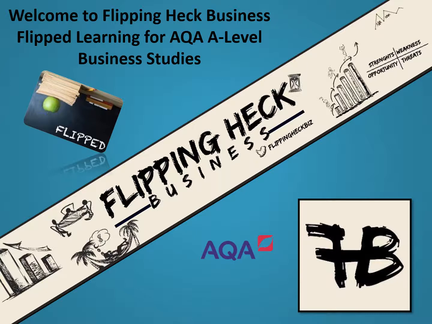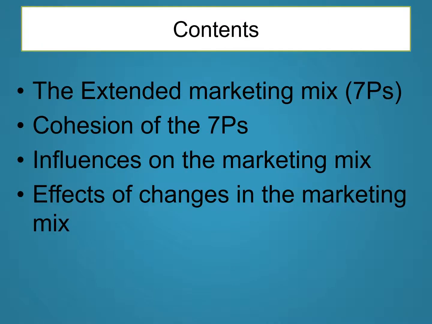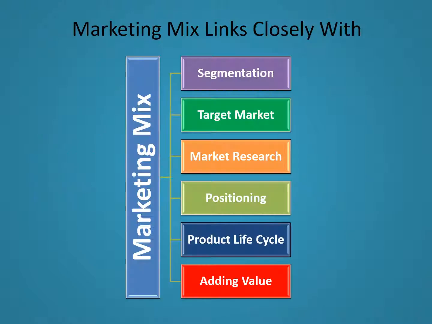So this is for Unit 3, which is the Marketing Unit, Decision Making to Improve Marketing Performance, and this is video number 7. Now, contents of video number 7. So we're going to be looking at the extended marketing mix, so the 7 Ps, cohesion of the 7 Ps, influences on the marketing mix, and then the effects of changes in the marketing mix.